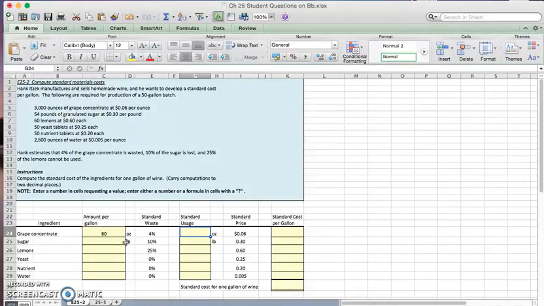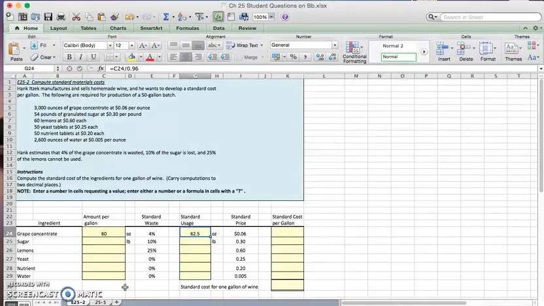So what we're doing here is, if 4% is wastage, then we know that we're going to be left with 96% of what our standard usage is going to be, and that 96% will be the 60 ounces of grape concentrate left to make the wine. So I'm going to say equals my 60 that I need divided by 0.96, which is the 96% that's going to be left after my wastage, because we have 4% waste.